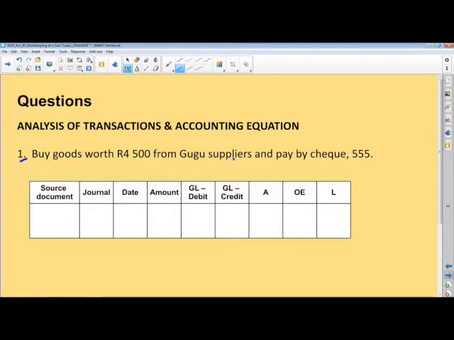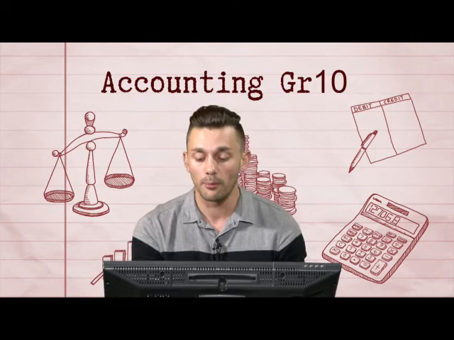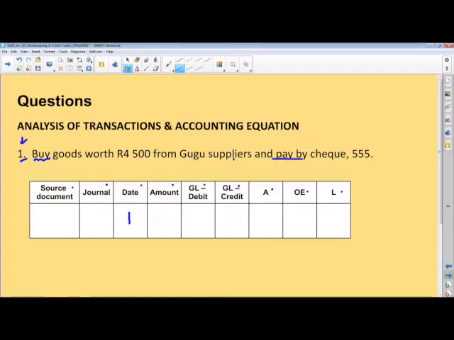Do we have the date? We have the date, and as you can see, we have columns here. We have the source document, the journal, the date, the amount, general ledger debit, general ledger credit. We have assets, owner's equity, and liability columns. Now let's see. On the first, that's your very first one, we buy goods. And how are we buying these goods? We are paying by check. Great. Do we have the check number? Yes, we have check 555.